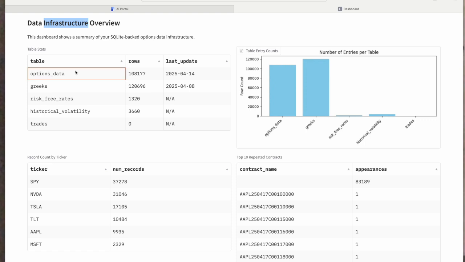Here's some information about the tables. We have the options tables. We pull this information once a day. We have 108,000 contracts in there, and it was last updated yesterday. In our Greeks table, from which we calculate the Greek values from the options data, there's 120,000 of those, and they're matched to the contracts there. The risk-free rates, there's a little glitch in there. It doesn't tell you when it's updated. Historical volatility is the same way. These are actually updated every day.